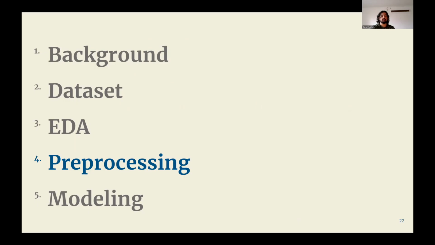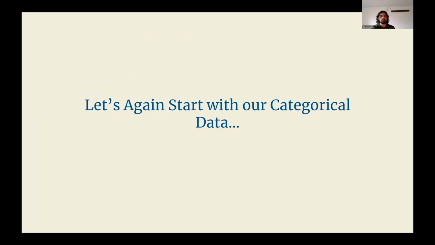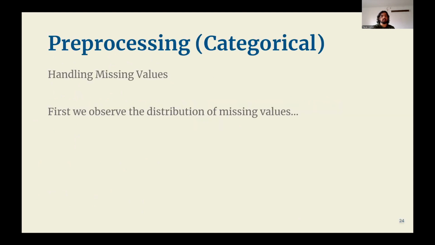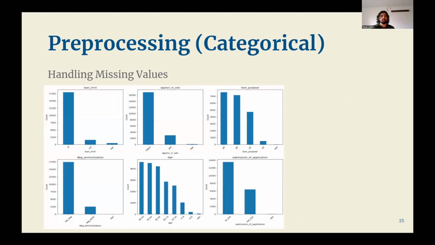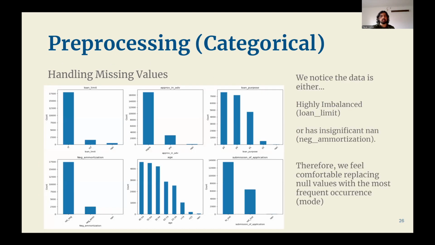So now we move on to preprocessing our data. Let's again start on the categorical side. The first thing we need to do is handle the missing values. So we observe the distribution of the missing values, and we notice that the data is either highly imbalanced, such as the loan limit, or has an insignificant amount of null values, such as negative amortization. Therefore, we feel comfortable replacing the null values with the most frequent occurrence, or the mode.